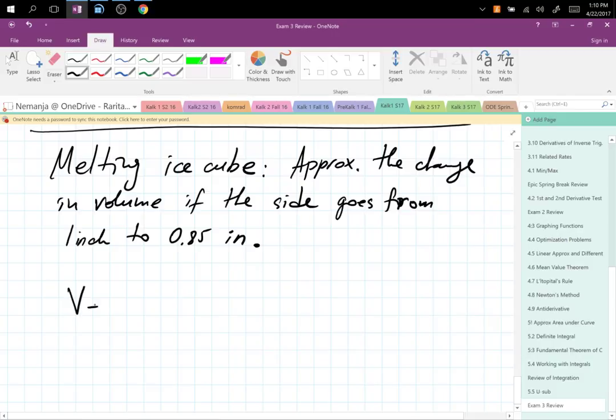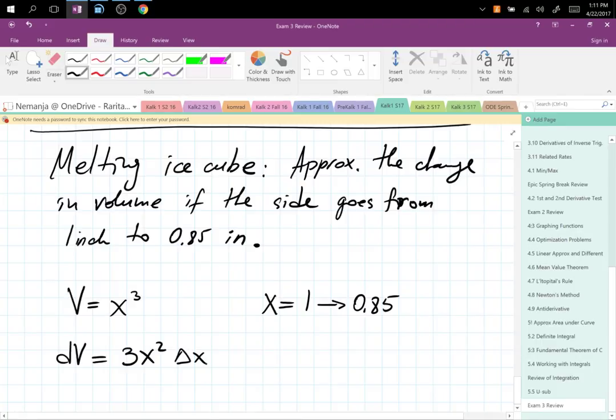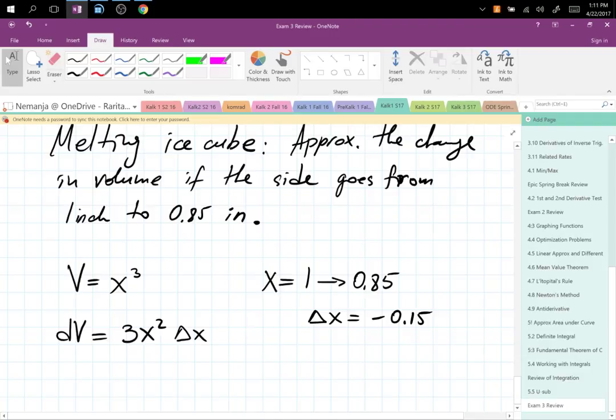What's the volume of the cube? Anyone? Volume of the cube is? Yeah, x cubed. And the side goes from 1 inch to 0.85. So the change in volume dV is going to be 3x squared, which is the derivative, times delta x. But from here we see that delta x is equal to negative 0.15, right? Getting smaller.